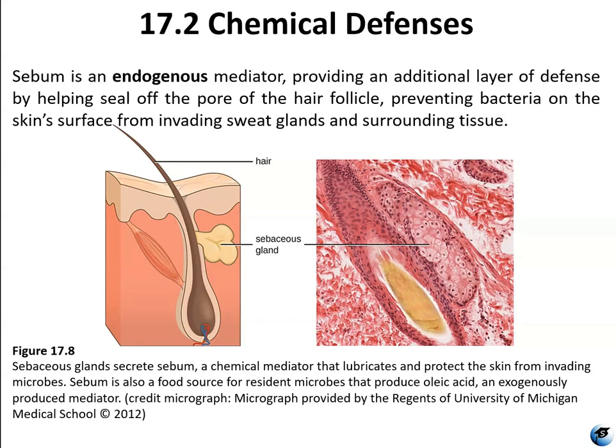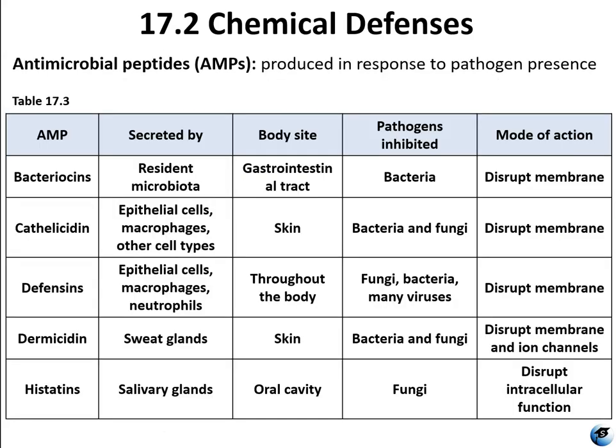Sebaceous glands secrete sebum. Again, it's a chemical mediator. It is also a lubricant. It lubricates and protects skin from invading microbes. It is a food source for your resident microbiota that live on your skin. So, yes, some of them eat the sebum. And then the resident microbes produce oleic acid, which is an exogenously produced chemical mediator.